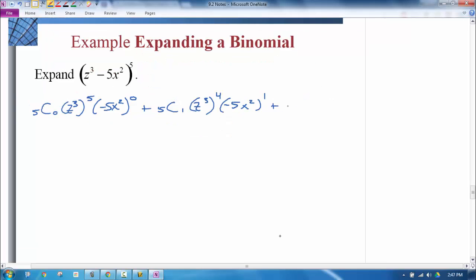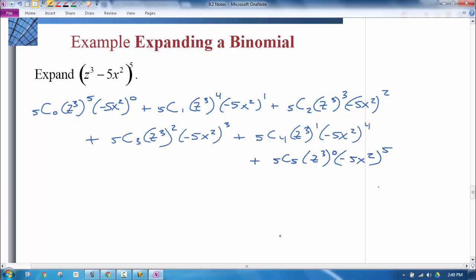Okay, so next we have, just follow this pattern. So you're increasing this number, so it's 5c2. You're decreasing this number, so it's that z cubed, the exponent on that is going to go to 3. And you have negative 5x squared, and the exponent on that is going to increase. So I'm going to pause it now and rewrite the rest of it. So I'll start down here and just write the rest of the terms, which there's only 2 more terms to write. I'm sorry, there were 3 more terms to write.